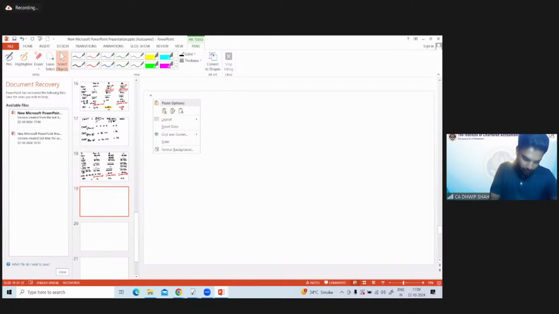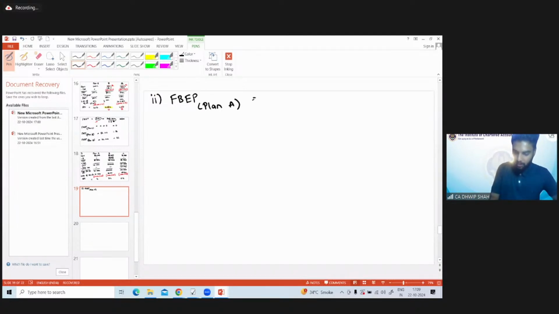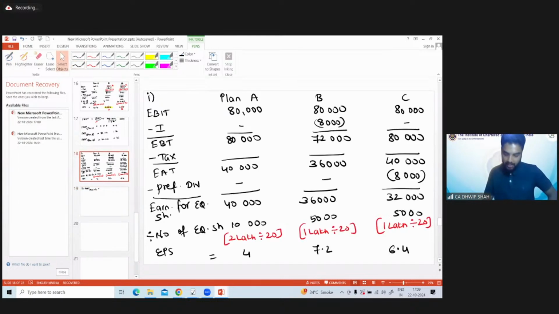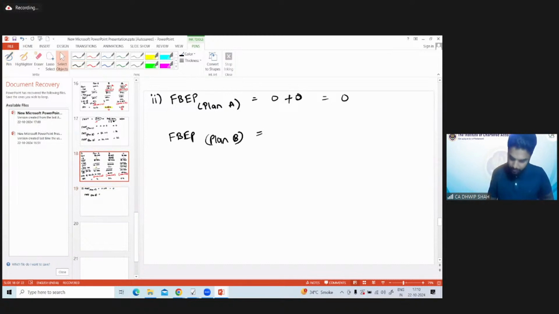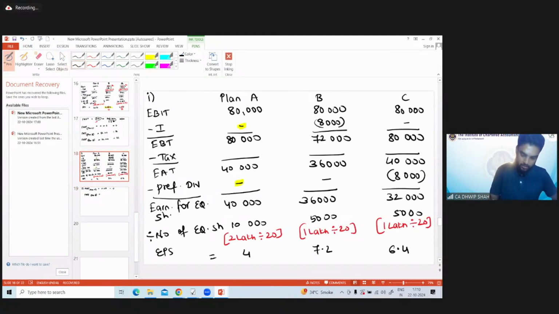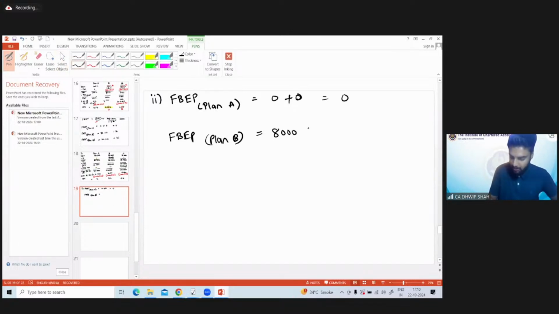First, let's solve financial break-even point through our formula. And financial break-even point is calculated for each of the plans. Tell me, for plan A, is there any interest, is there any preference dividend under plan A? Nothing, nothing. Interest is 0, preference dividend is 0. So 0 plus 0 is equal to 0. Okay? Plan A is done. Financial break-even point for plan B. Interest is 8,000. Correct? Interest is there, preference dividend is not there. So my financial break-even point for plan B would be 8,000.